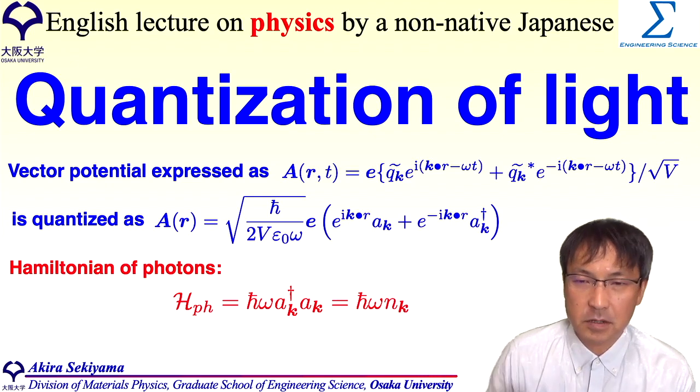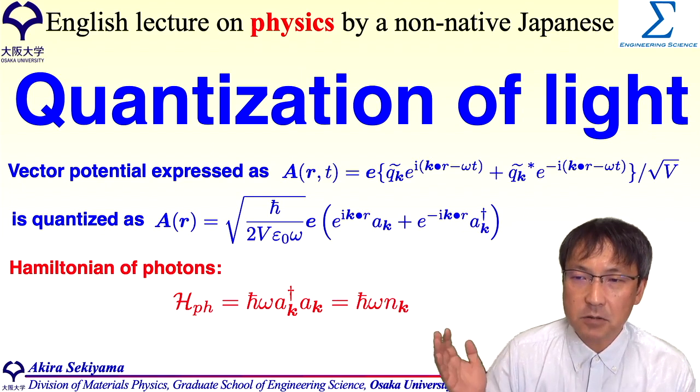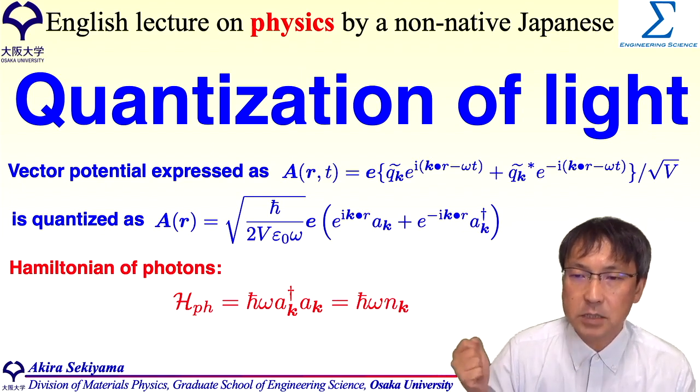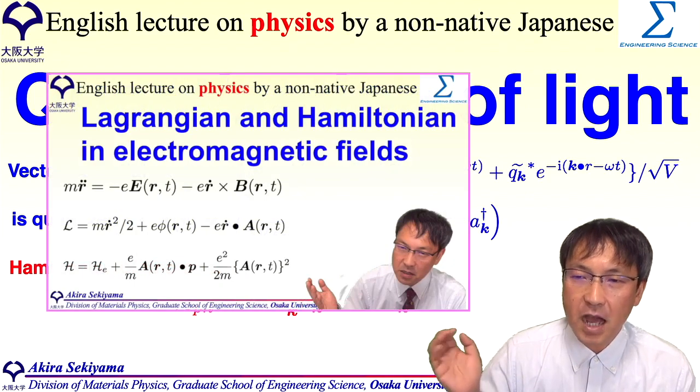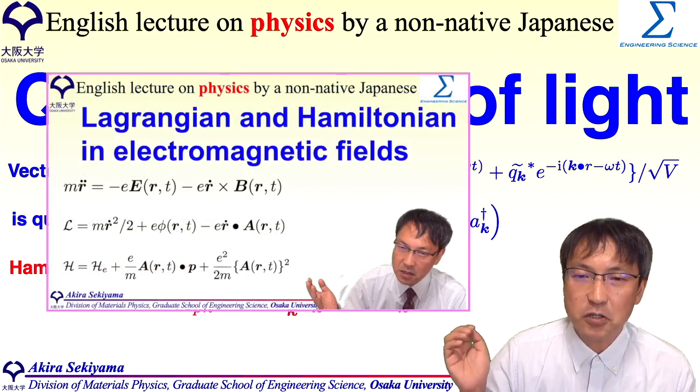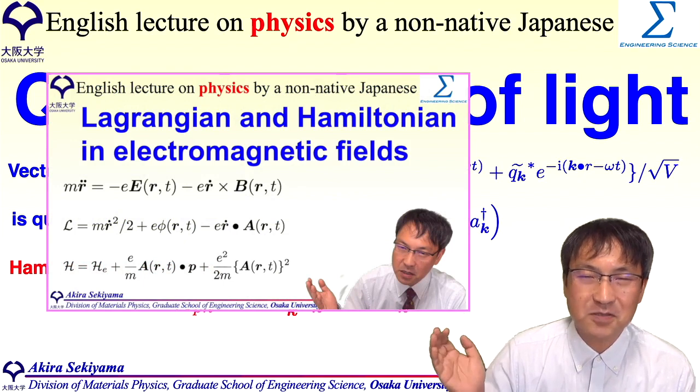represented. I hope that the audience has already learned the semi-classical theory of the electron under the classical electromagnetic waves explained in the movie entitled Lagrangian and Hamiltonian in electromagnetic field, shown here.